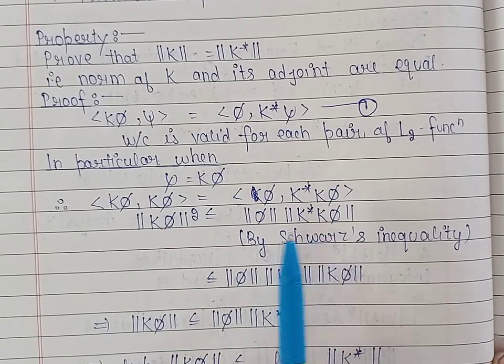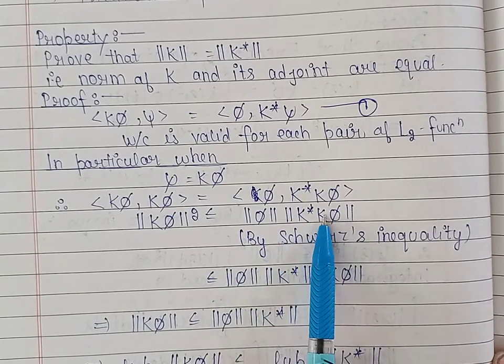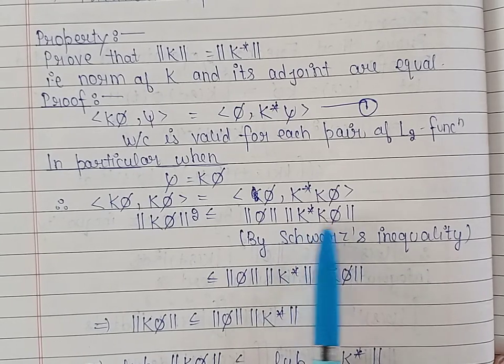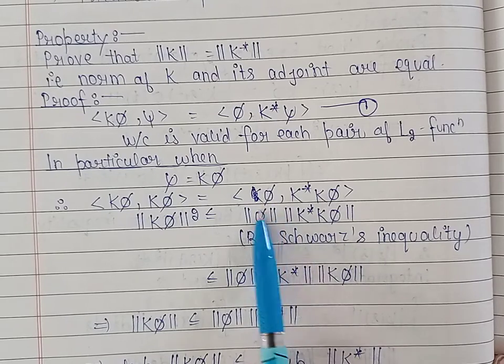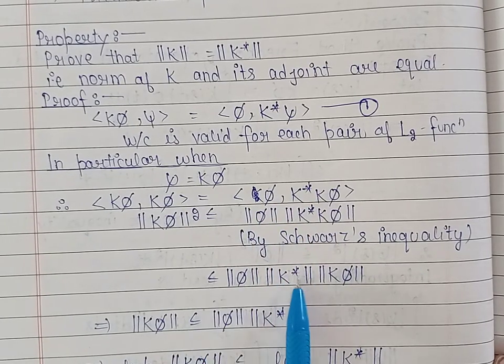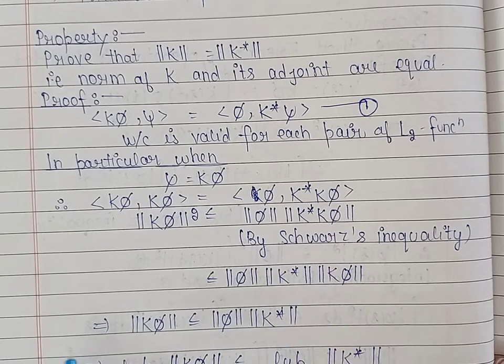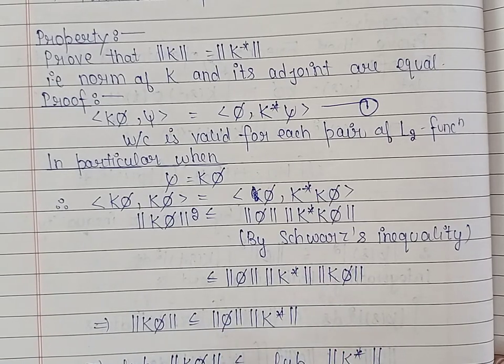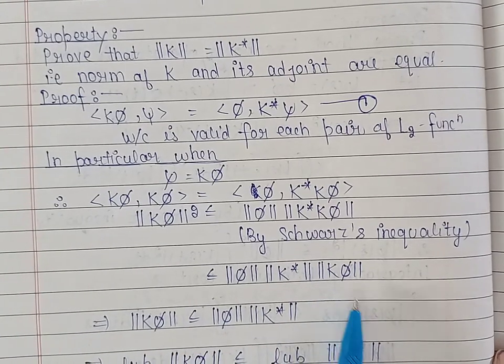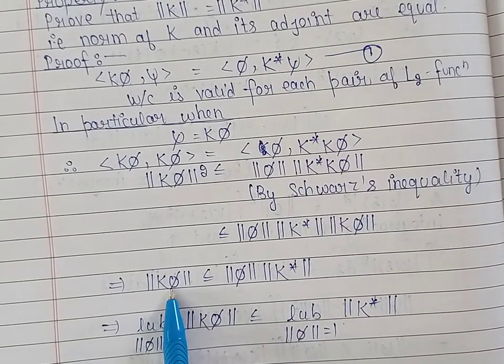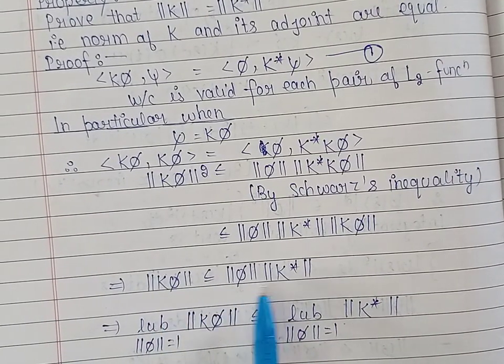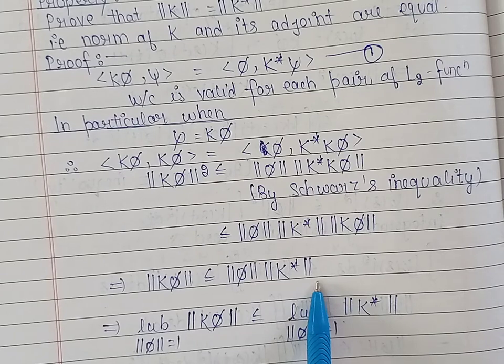Now by using Cauchy-Schwarz inequality, that is less than or equal to the norm of phi times the norm of this term. Now because we already discussed the Fredholm operator is bounded, using the property of boundedness, this quantity is further less than or equal to the norm of K star times the norm of K phi. On the left side we have the norm of K phi squared here, and the norm of K phi is cancelled from both sides. So we get the norm of K phi is less than or equal to the norm of phi times the norm of K star.